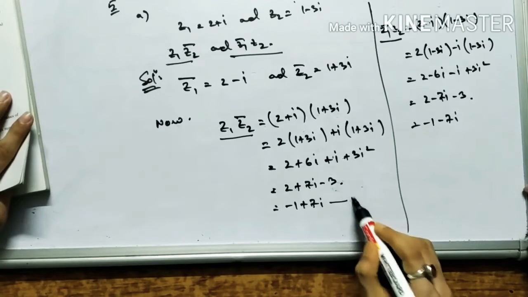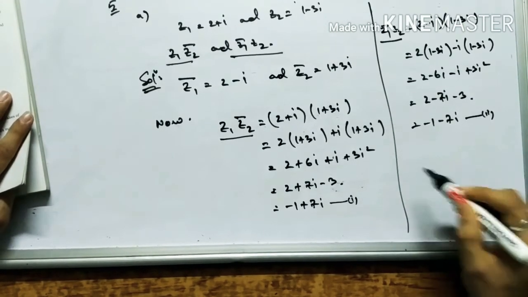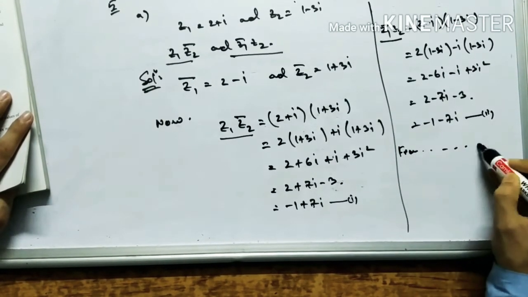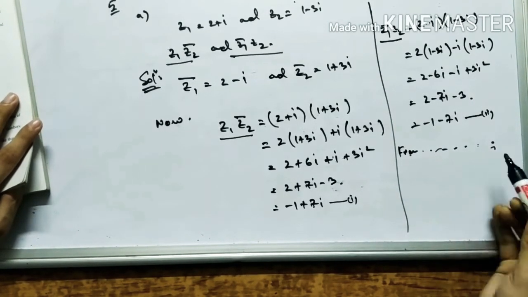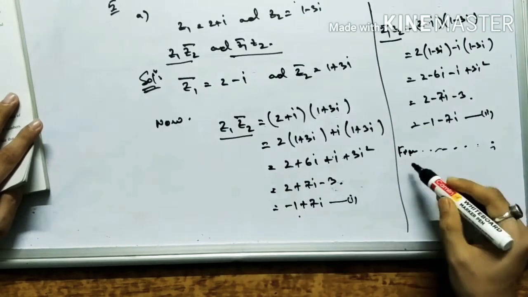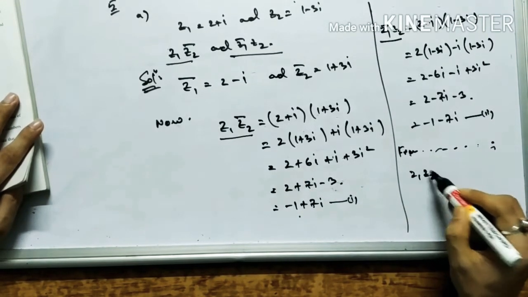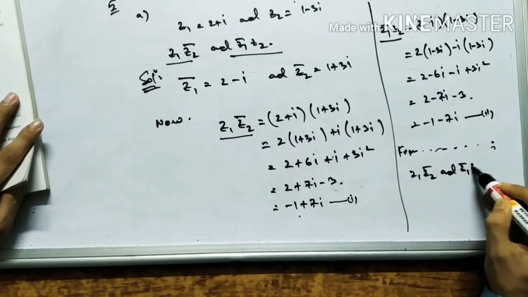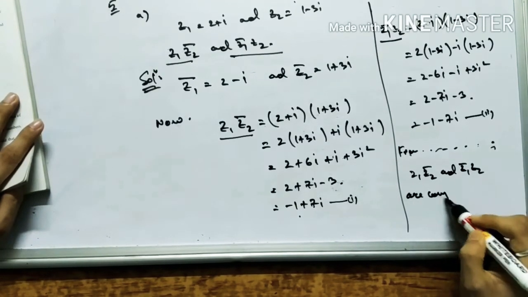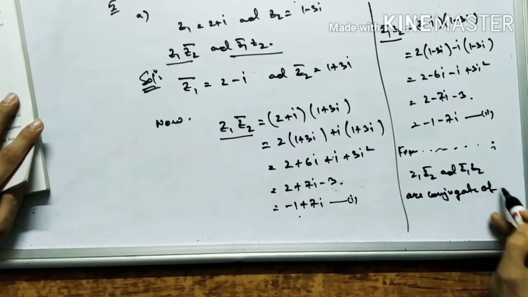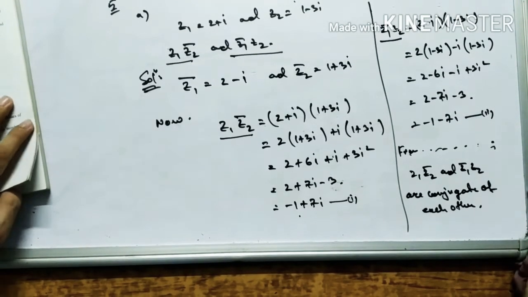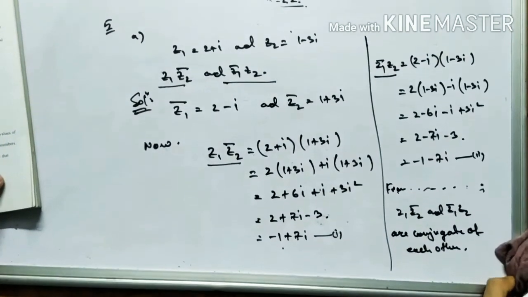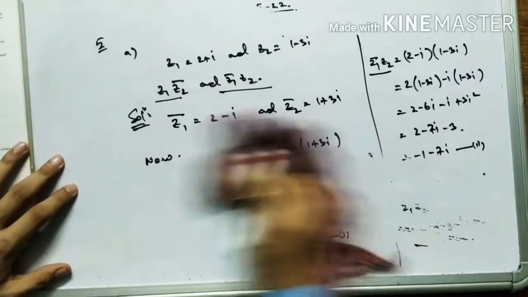So this one I can call equation 1, and this one equation 2. I can write, from equation 1 and 2, Z1 into Z2 bar and Z1 bar into Z2 are conjugates of each other. This one you can write down. So these things are easy, they are not so hard. Next again you see type 5 number B.